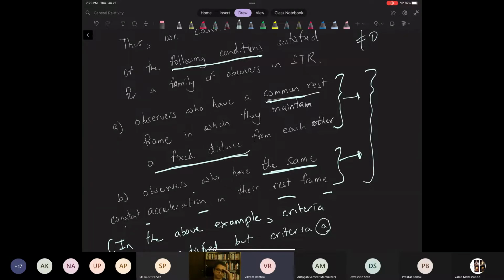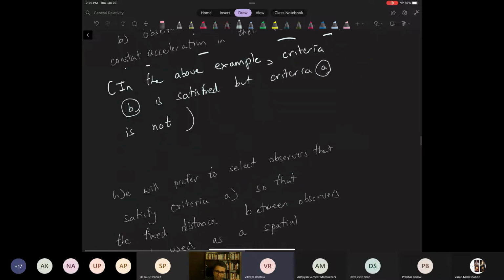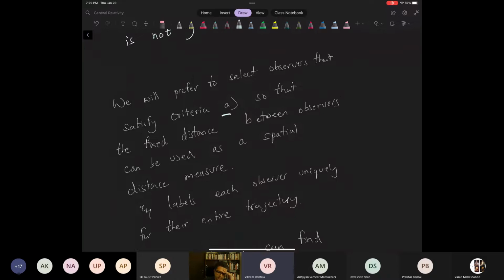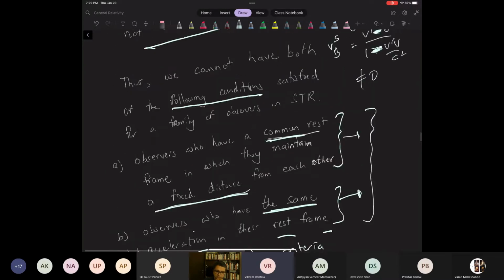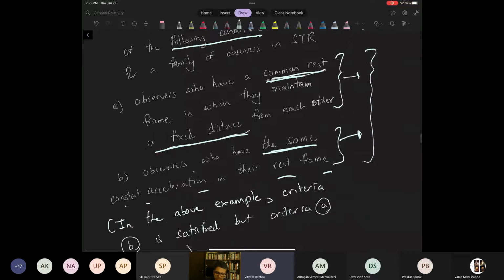So now what we would like to do is have a different class of observers. We'll prefer to select observers that satisfy criteria A. That is, we want observers who have a common rest frame. All these observers should be at rest with respect to each other, so that if you go into anyone's rest frame, all the other observers appear to be at rest. That's what you would think of as a standard set of coordinates for an accelerating reference frame. You want all the other observers to appear to be at rest with respect to any one accelerating observer, and you want all these other observers to have a fixed distance from you, so that you can use the distance between any two observers as a coordinate measure of length in this accelerated reference frame.